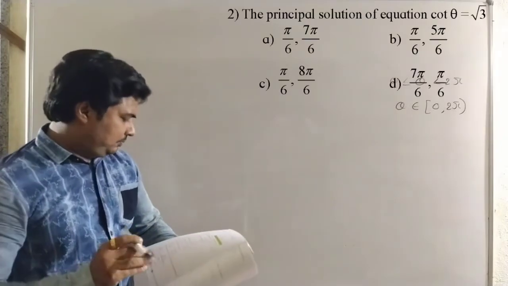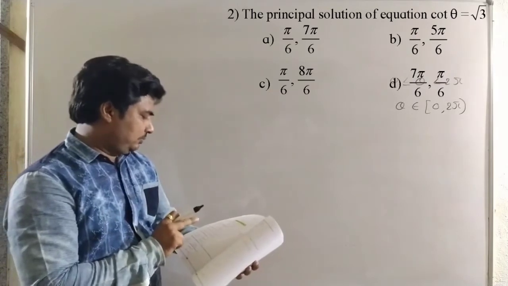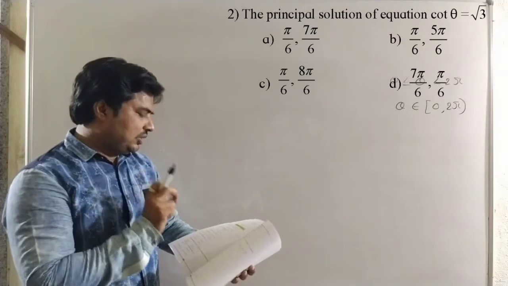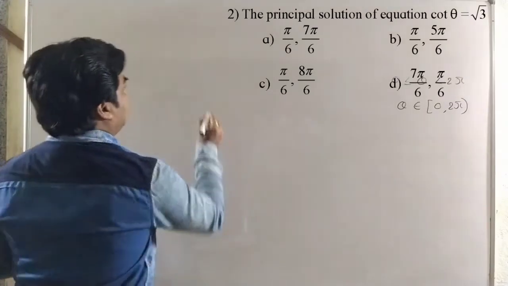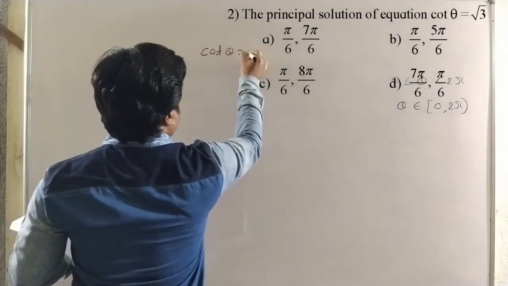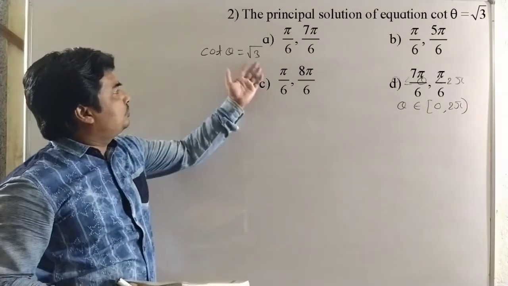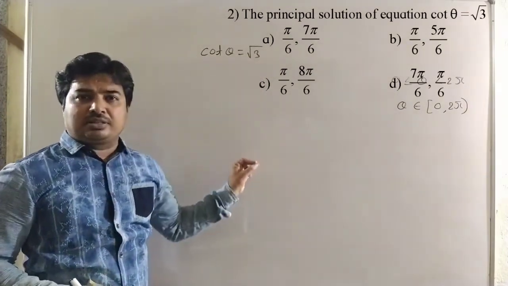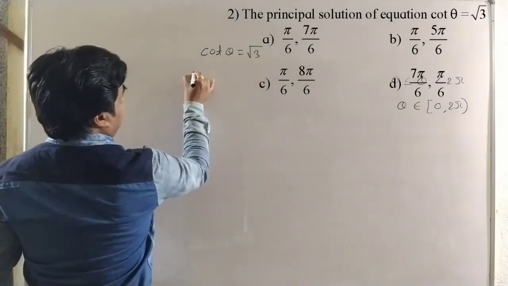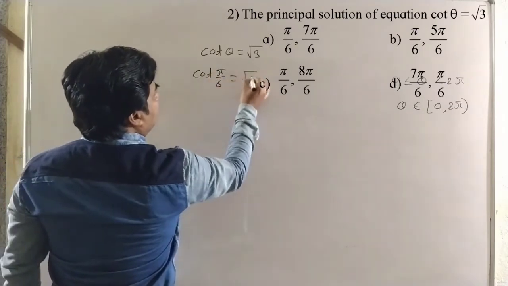Again here, the second question, see carefully. The principal solution of the trigonometric equation cot theta is equal to under root 3. Here one solution we can directly write: cot pi by 6 is equal to under root 3. We know that cot pi by 6 is under root 3.